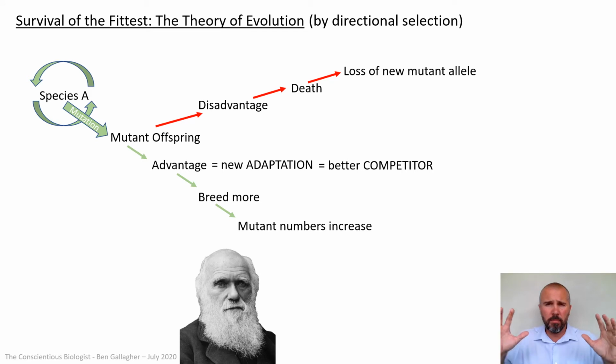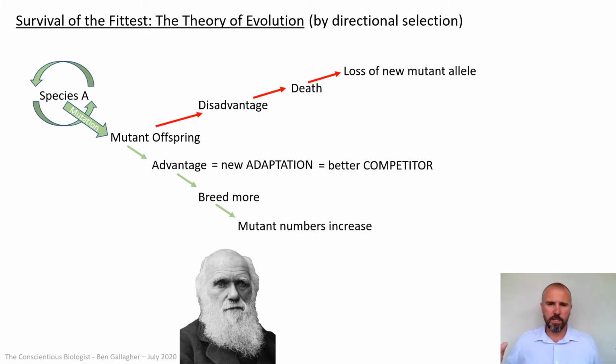It's going to be able to win the member of the opposite sex to breed with. It might even just be that because it's healthier and has an advantage, it lives longer, so it's got more years in which it can breed. But by whatever mechanism, that mutant with its advantage is going to end up having more offspring than one of the original ones. So the mutant numbers will increase.